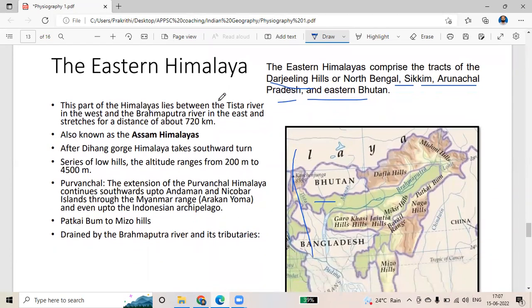So it lies between Tista river in the west. You can see here the Tista river यहाँ से आ रहा है. The Tista river merges with Brahmaputra, one of the tributaries ना. तो उधर से शुरू होता है and Brahmaputra river in the east. असली दिबांग बोल के और दिहांग बोल के यहाँ से आता है वो ब्रह्मपुत्र का। तो यहाँ तक इसका लेंथ है। Almost stretches a length of 720 kilometers.